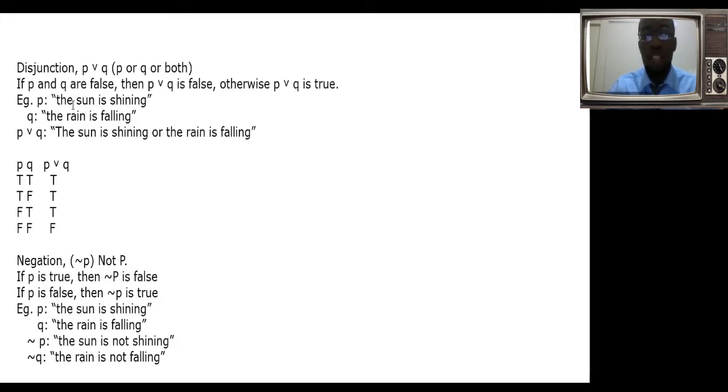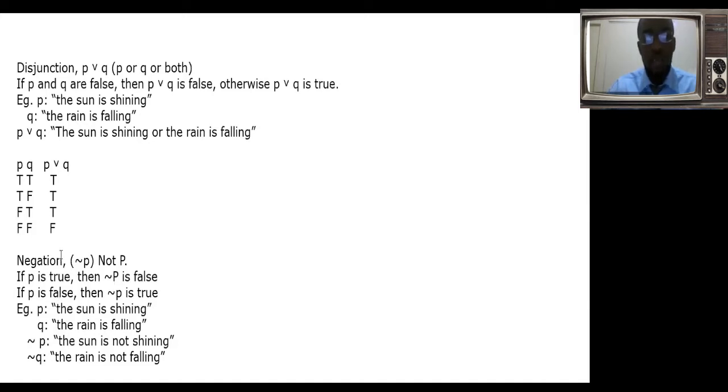And if the sun is not shining but the rain is falling, or the rain is not falling but the sun is shining, then P or Q is also going to be true. And so the only time it is false is when neither condition happens. So the sun is not shining and the rain is not falling. So none of the criteria was met. And so that's the only time it is false. All right, and this is the truth table for P or Q.